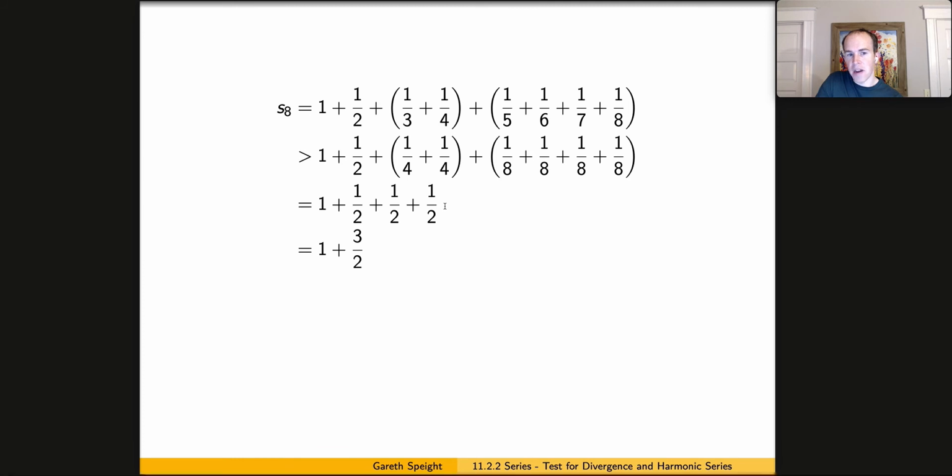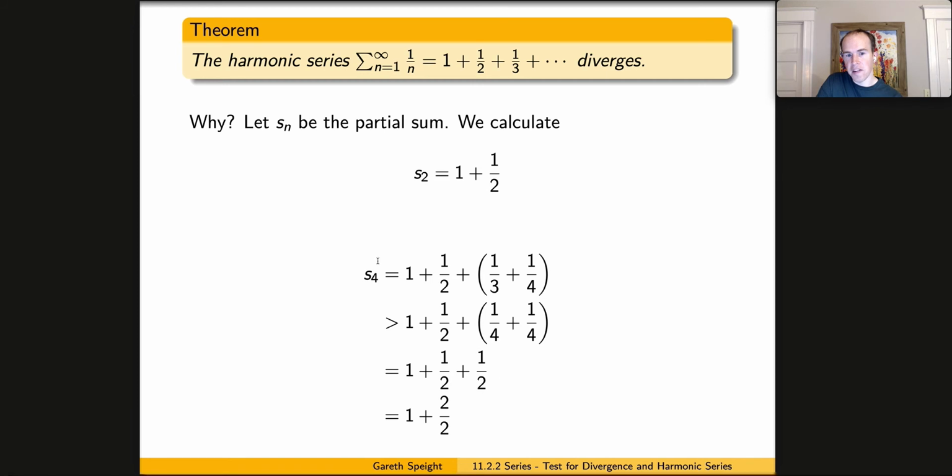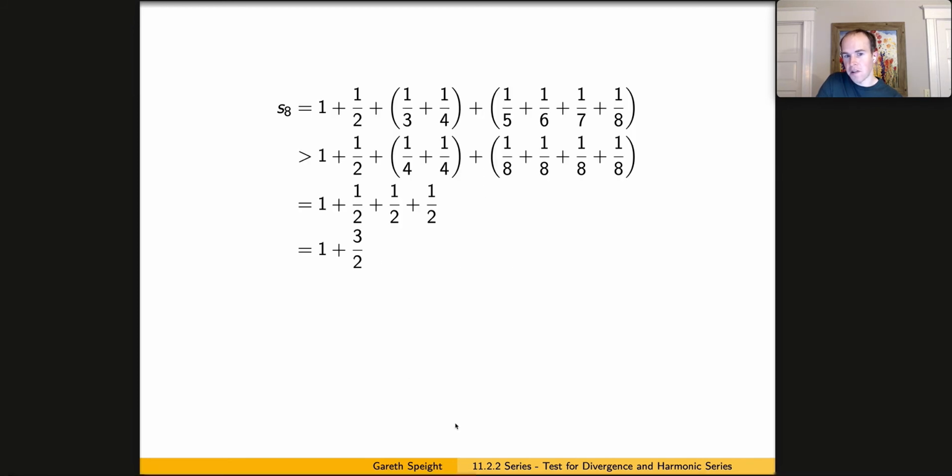So now we've managed to show that S8, the sum of the first 8 terms, is bigger than 1 plus a half plus a half plus a half. So now we have 1 plus 3 copies of a half. So 1 plus 3 over 2. Okay, so let's see the pattern. We had S2 is 1 plus 1 over 2. S4 is 1 plus 2 over 2. S8 is 1 plus 3 over 2.